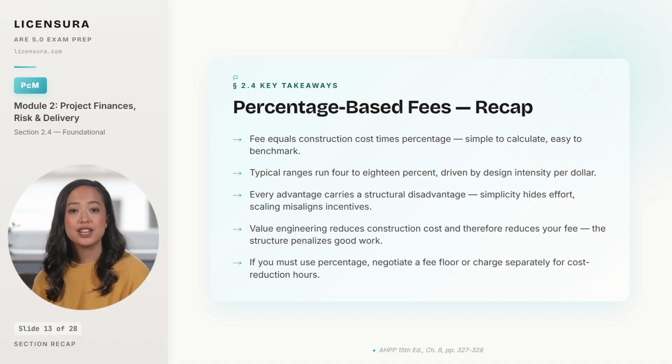If you choose a percentage structure, write the protections into the agreement before the work begins. A floor on the fee, a separate billing channel for cost reduction hours, or a hybrid structure with a fixed base. The fee structure rewards behavior. Choose one whose rewards match the behavior you want to provide.